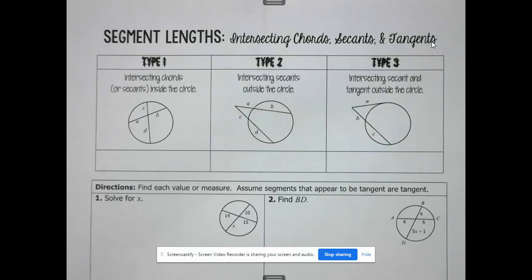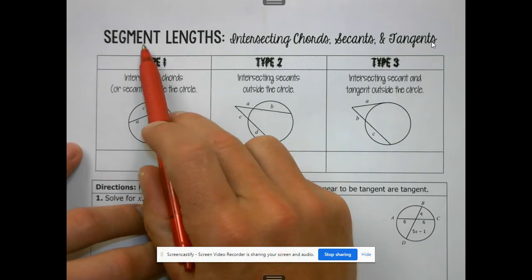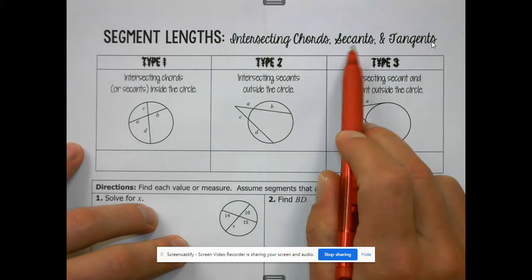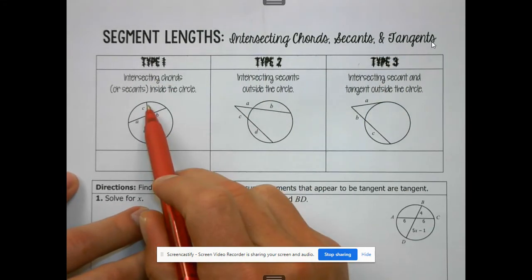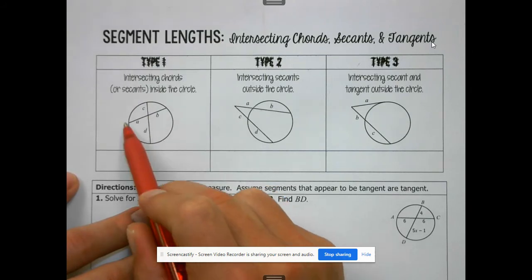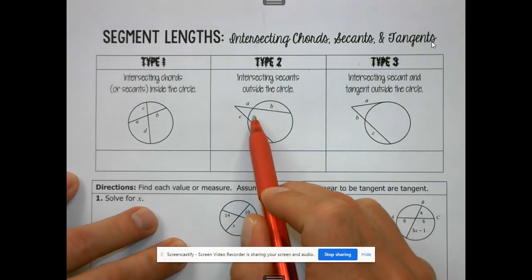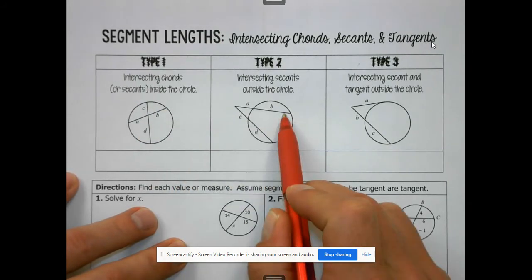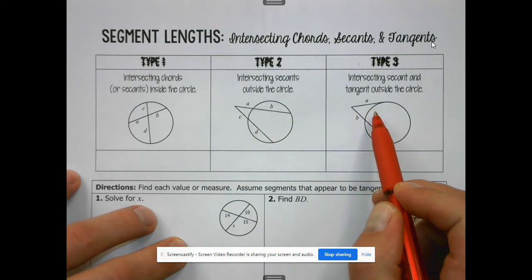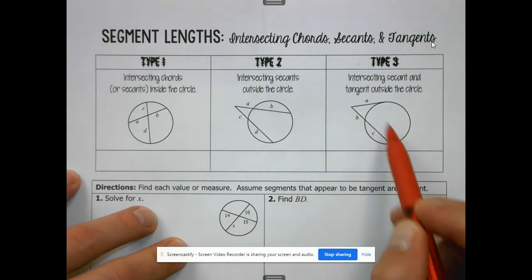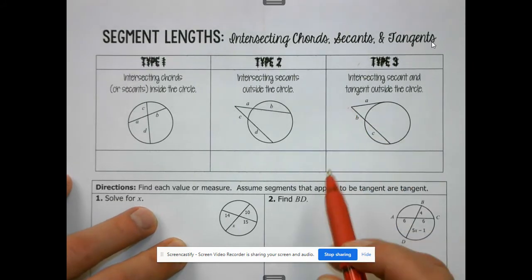All right, continuing on with circles, we're talking about segment lengths formed by chords, secants, and tangents. You have three types. This works for chords intersecting a circle, and this one works for two secants intersecting on the outside. And case three works for a tangent on the outside and the secant. So, three types.